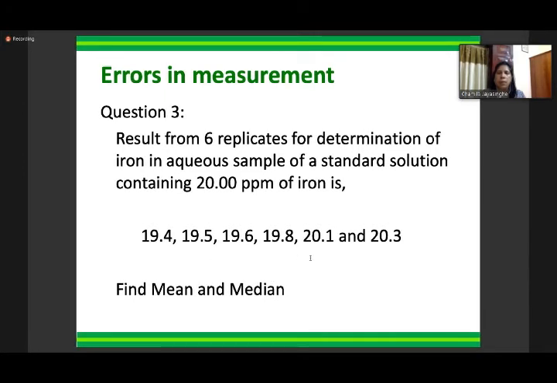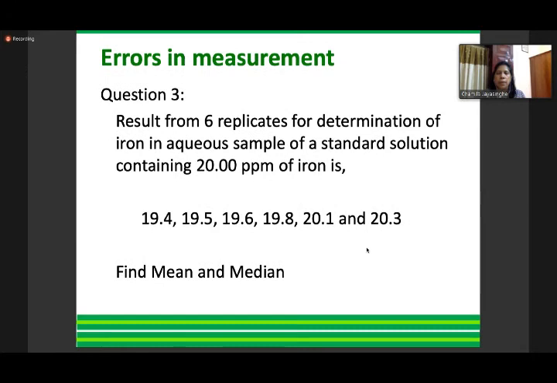Have you noted down these points quickly? Okay.